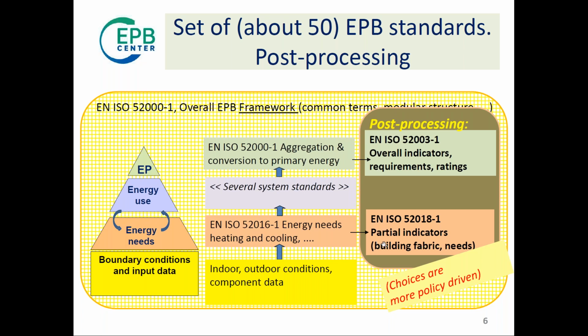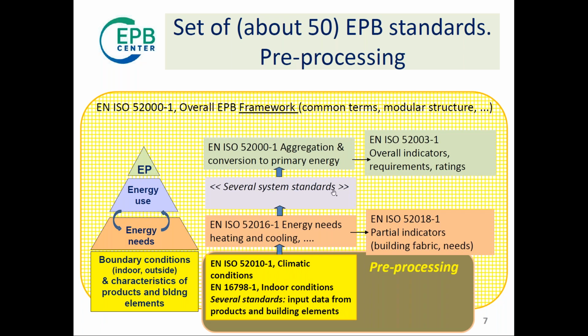Okay, then we also have pre-processing. For instance, you need climatic conditions, and we have a standard for that. You need the indoor conditions, which Jaap mentioned already. And then you have several standards which give you the input data from products and building elements. Several of these are part of the EPB set, and others are pure product standards, and they are separate sets. So this covers a quick overview.